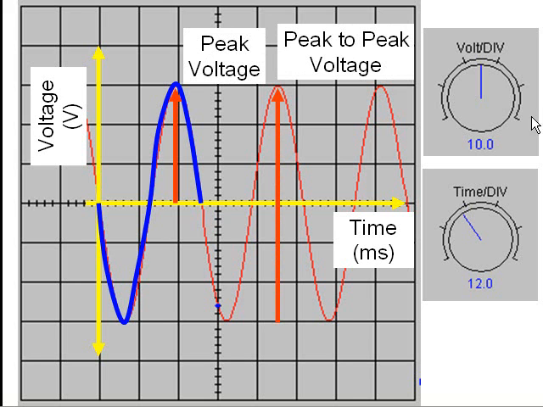If we look at the sensitivity of the settings, we can calculate actual values. Each division of voltage is worth 10 volts. So in other words, each one of these divisions going up is worth 10 volts. Here we can see for the time, sometimes called the time base, each division this way is 12 milliseconds. It is important that we check what units this is measured in.